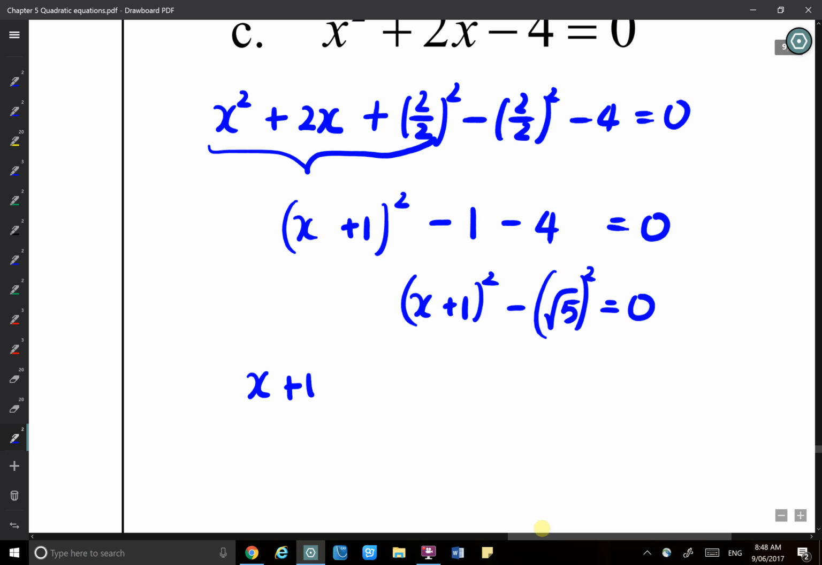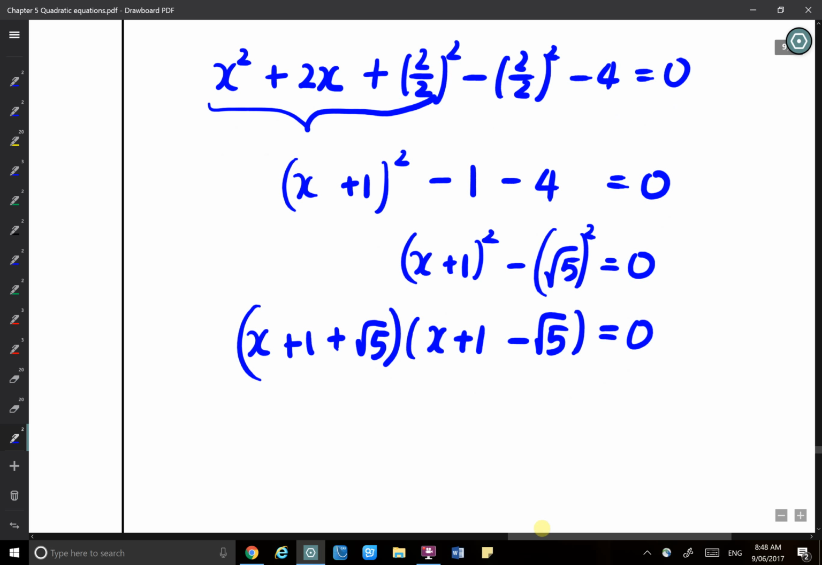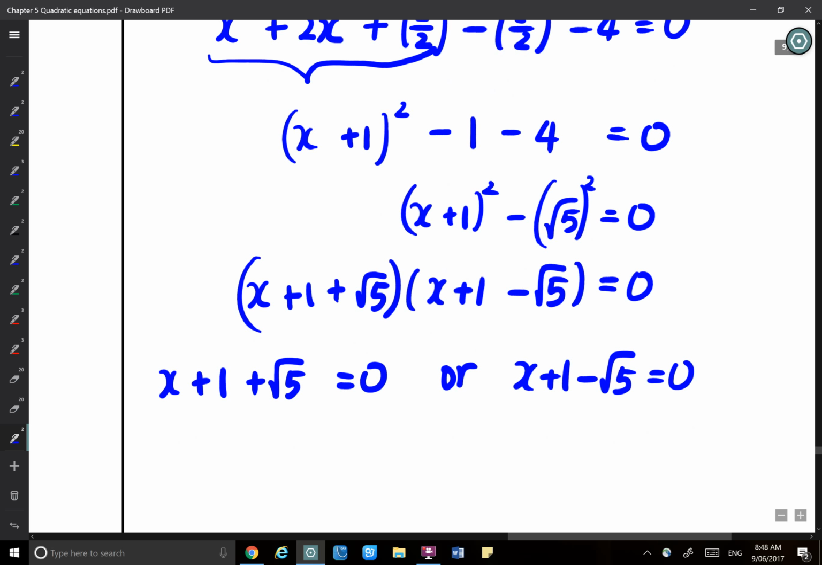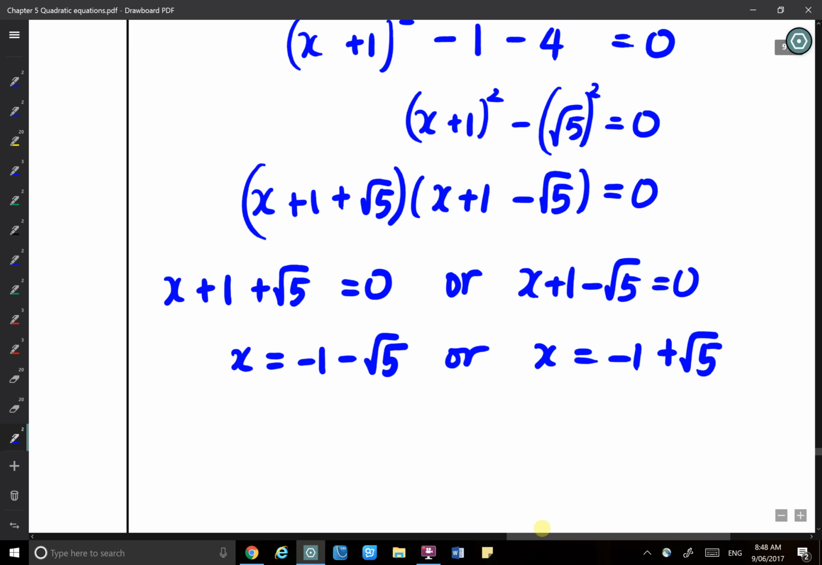So x plus 1 plus root 5, x plus 1 minus root 5 equals 0. So we either have x plus 1 plus root 5 equals 0 or x plus 1 minus root 5 equals 0. x is minus 1 minus root 5 or x is minus 1 plus root 5. So your x can be written as minus 1 plus or minus root 5.